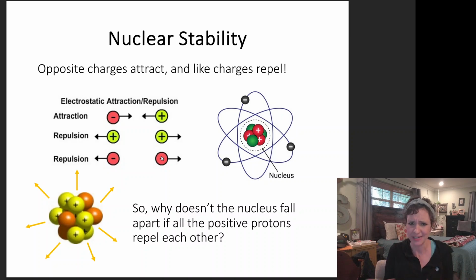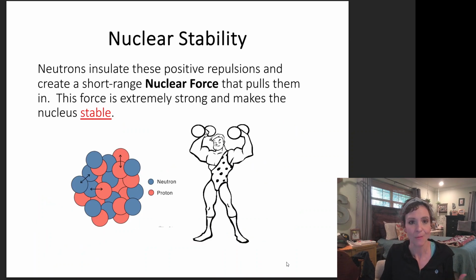So looking at the nucleus, I know a nucleus is made up of positive protons and neutrons that don't have any charge at all. So why is this nucleus able to stick together? In other words, why doesn't the nucleus fall apart if all of the positive protons are going to repel each other, right? Well, this brings me to the nuclear force.